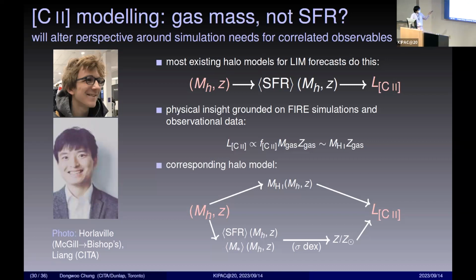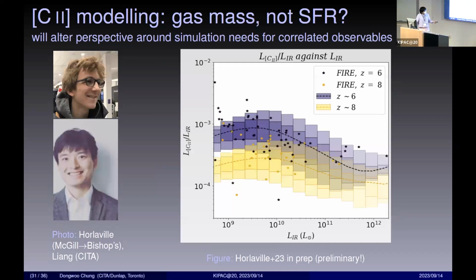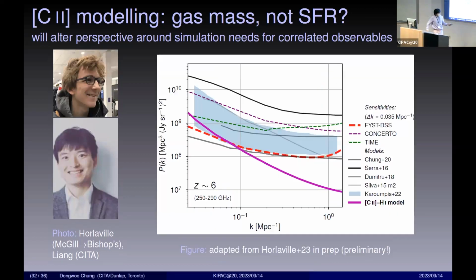who basically wrote a 42-page paper about C2 and FIRE simulations and came away with a few insights. We decided this was a reasonable basis for a different halo model from what's conventionally done. Instead of linking it directly to star formation rate, we're linking the C2 luminosity through gas mass and gas phase metallicity and modeling it that way. And that allows us to reproduce some trends from the FIRE simulations, statistically speaking. And it also lets us, of course, forecast various kinds of line intensity mapping observables like the power spectrum.